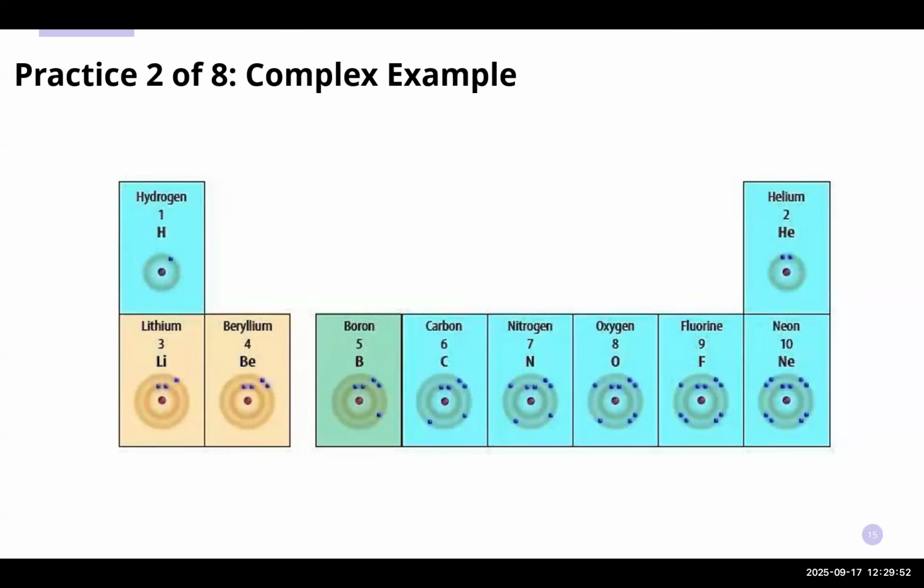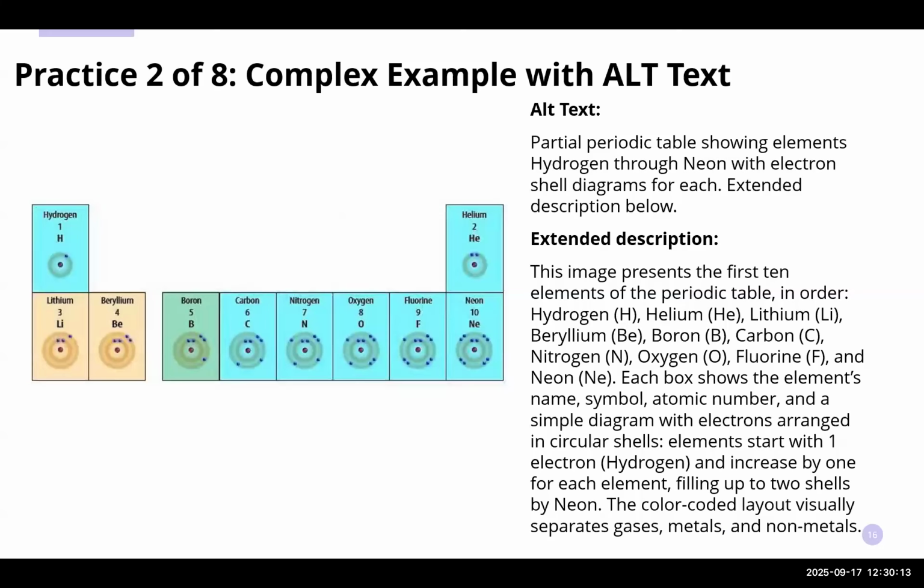Take a look at this next example and think about what alt text you would write for it. You can jot it down or just keep it in mind, and we can look at the sample text in the next slide. Next slide, please. So here we have the sample alt text: partial periodic table showing elements hydrogen through neon with electron shell diagrams for each. Find the extended description below.